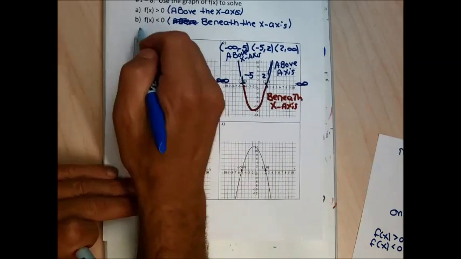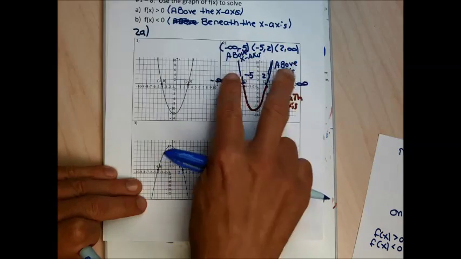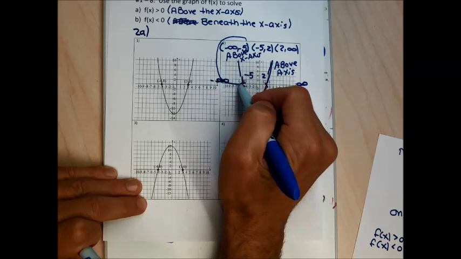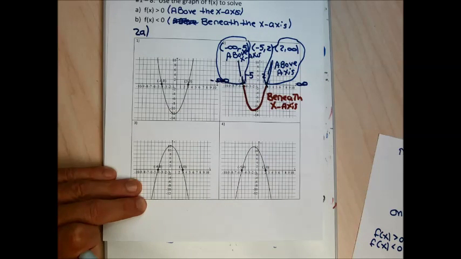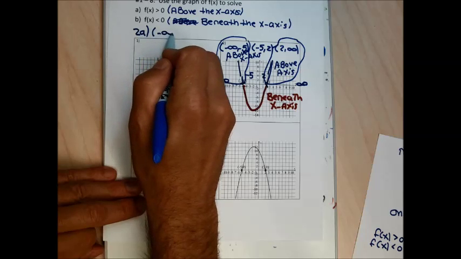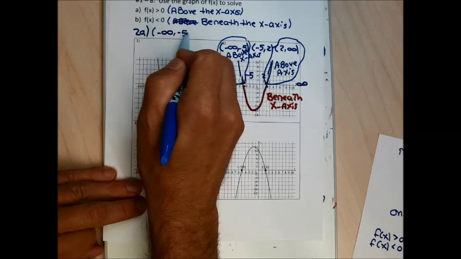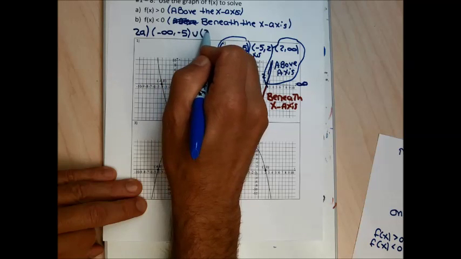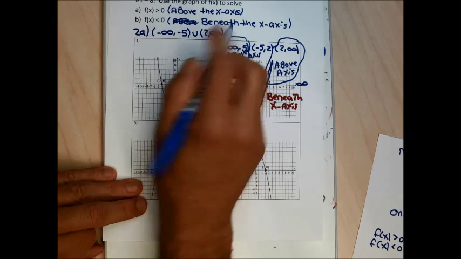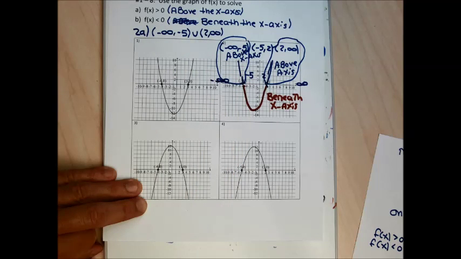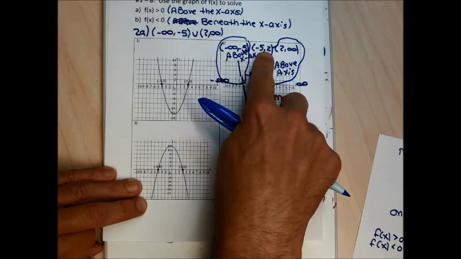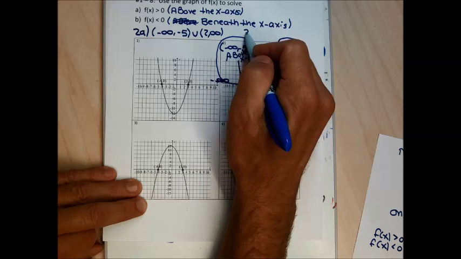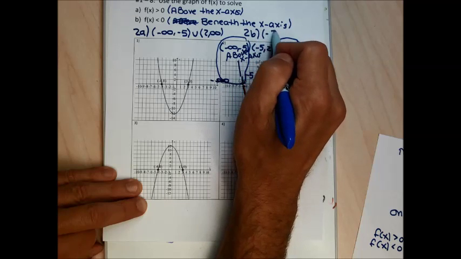When I go to answer 2A, the interval that corresponds to negative infinity to negative 5, and the interval that corresponds to 2 to infinity, are the regions where the graph is above the x-axis, so those two regions are going to go in my answer to part A of number 2. And when we have two distinct intervals that are part of an answer, usually we separate those with a union sign. For part B, the region that corresponds to the graph beneath the x-axis is the region from negative 5 to 2. So my answer to 2B is going to be the interval from negative 5 to 2.